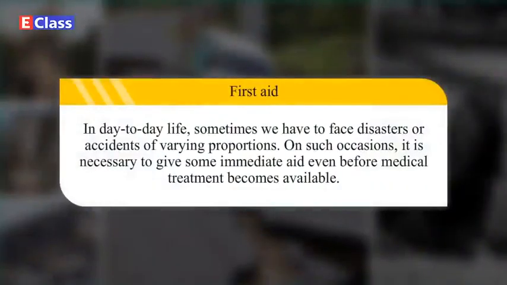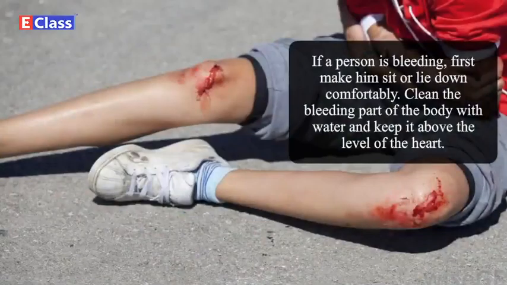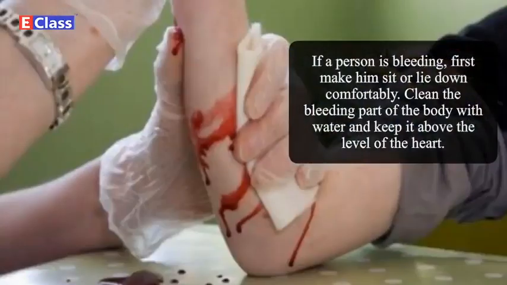First aid. In day-to-day life, sometimes we have to face disasters or accidents of varying proportions. On such occasions, it is necessary to give some immediate aid even before medical treatment becomes available. 1. External bleeding. If a person is bleeding, first make him sit or lie down comfortably. Clean the bleeding part of the body with water and keep it above the level of the heart.